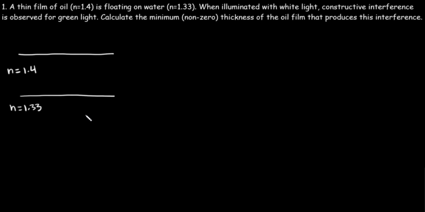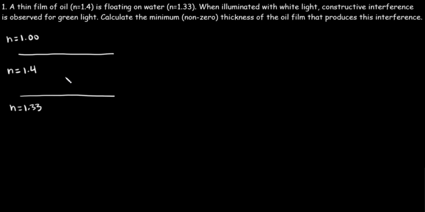When illuminated with white light, constructive interference is observed for green light. So first, let's just write N equals 1 over here, and this is the index of refraction of air. Usually, not always, but usually, this is the place where you are observing the reflected light, and it's usually air. So the index of refraction of air is 1.00. And now it says to calculate the minimum non-zero thickness of the oil film that produces this interference.